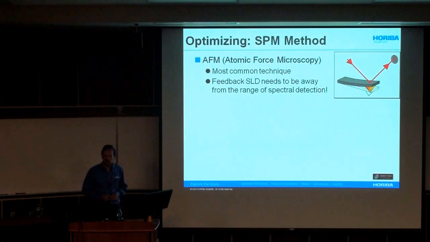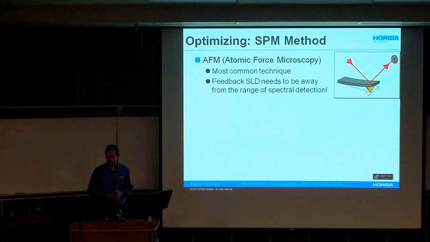So as much as you can, you want to stay away from that range. A lot of those diodes are between, let's say, 630 nanometers and 980 nanometers or so. So in the red to near IR. So it's best to use a diode that's further in the IR if possible, which allows it to basically be totally invisible from the detector, the Raman detector.